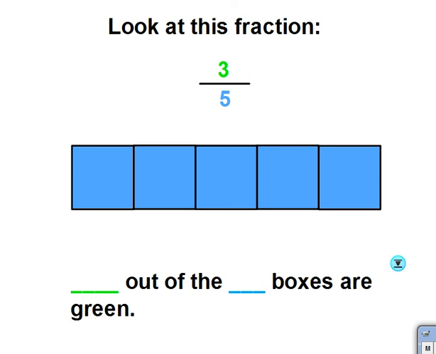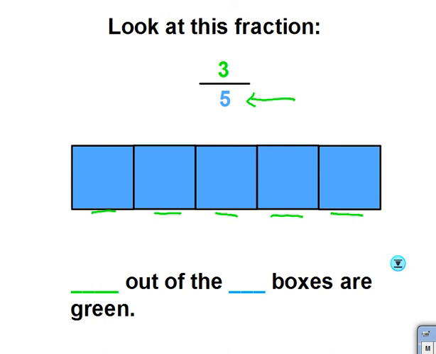Look at this fraction. We read this fraction as 3/5. Now let's match it with the diagram below. Right now, the diagram shows us 1, 2, 3, 4, 5 blue boxes. The whole rectangle is divided into 5 equal parts, which is represented by the bottom number or the denominator of our fraction.